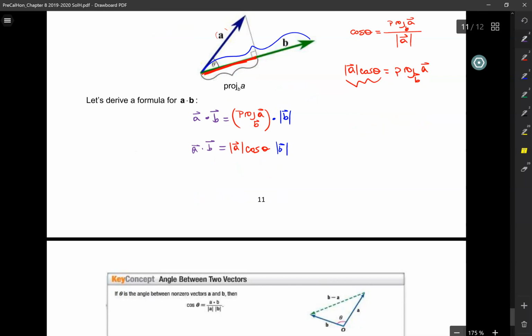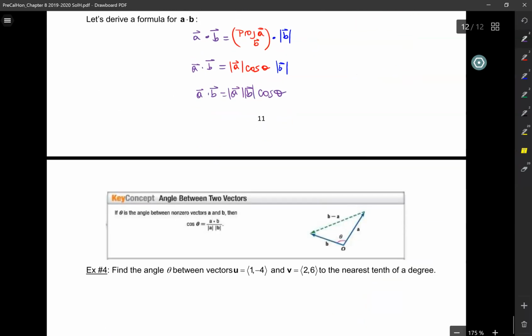So now, what's A dot B? If I write A and B closer to each other, it's A, B, cosine theta. Now, if I want to solve for cosine theta, what do I do? I have to divide by what? AB. So cosine theta is A dot B over A times B.